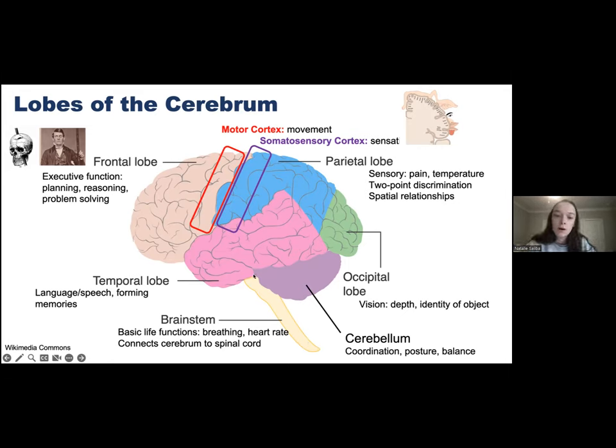And then what I was talking about earlier, the little mini brain, that is the cerebellum. It's for coordination, posture, and balance. It's like movement, but more like the fine tuning of movement. So let's say if you have an injury there, then you have a very staggered gait, you may be wobbly and not walk in a straight line, that sort of thing.